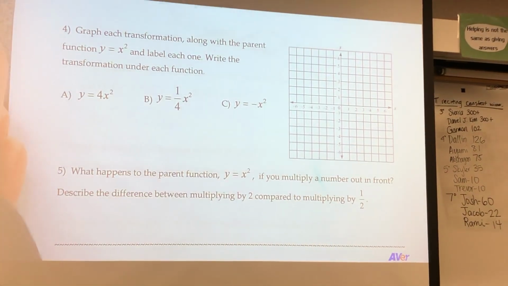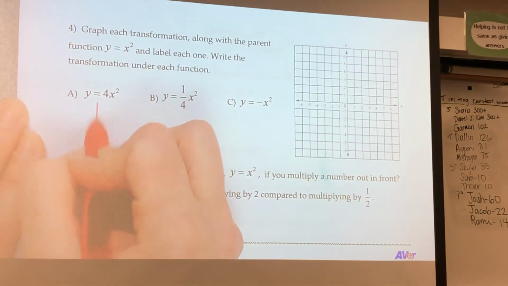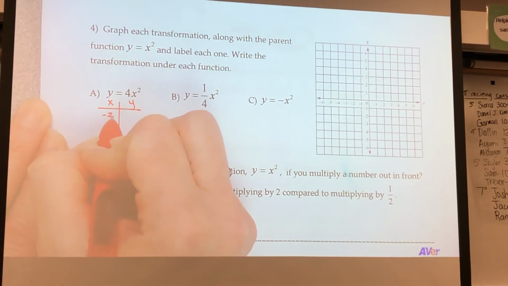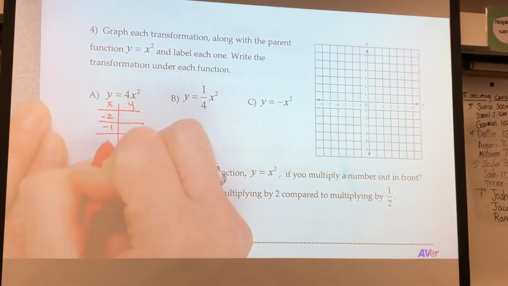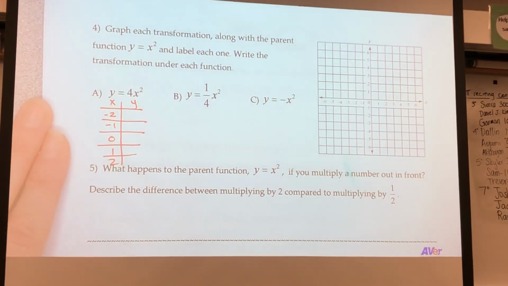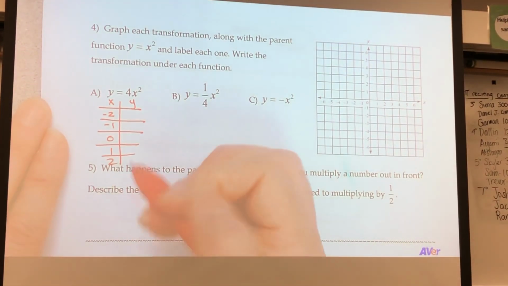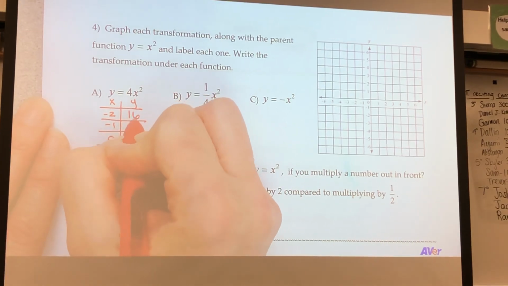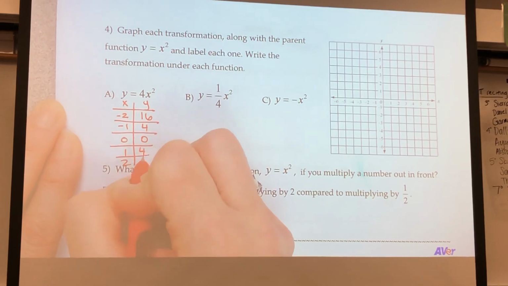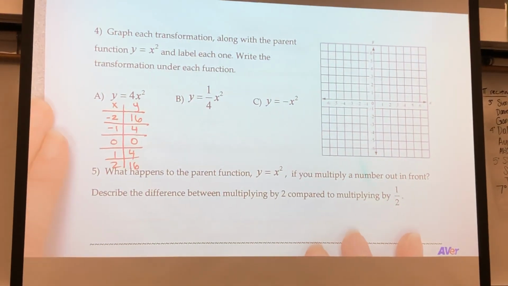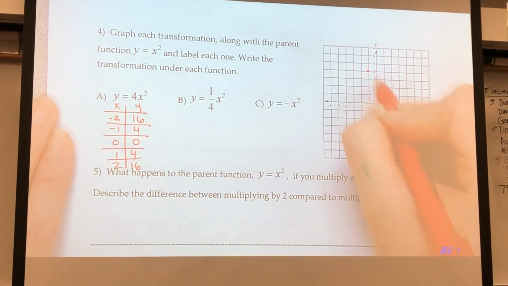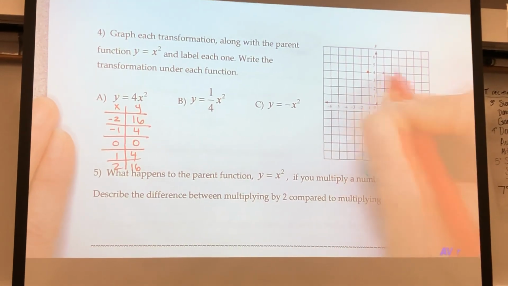So if I go back and I do my x and my y, -2, -1, 0, 1, 2. I could go back to my original graph that was 4, 1, 0, 1, 4, and multiply everything by 4. So this ends up being 16, 4, 0, 4, and 16. What did that do to my graph? Well, -2, 16 is too ridiculous to graph, so I'm just going to plot these.